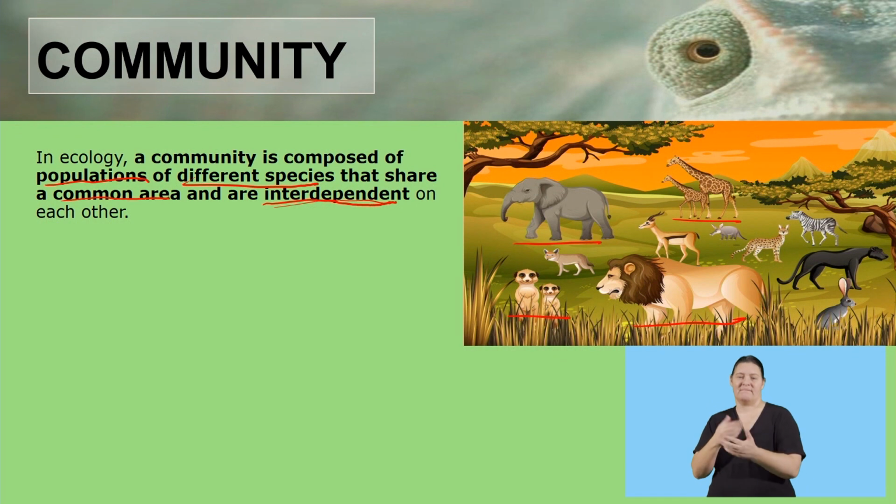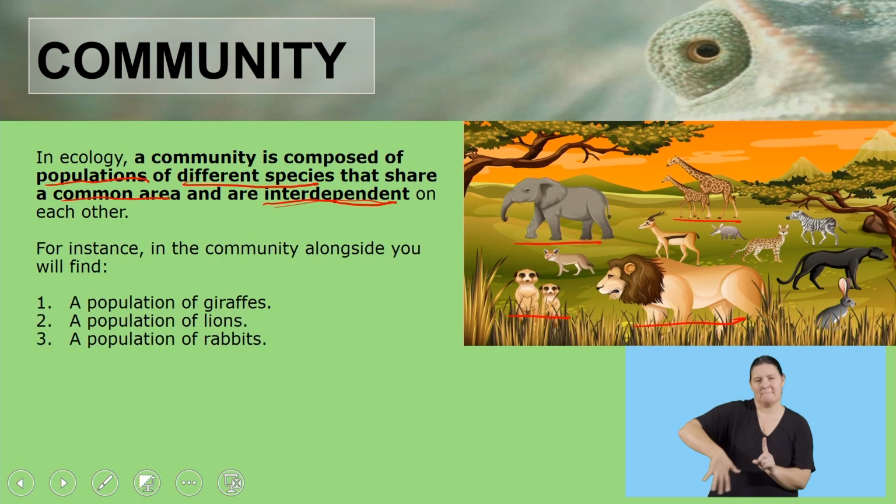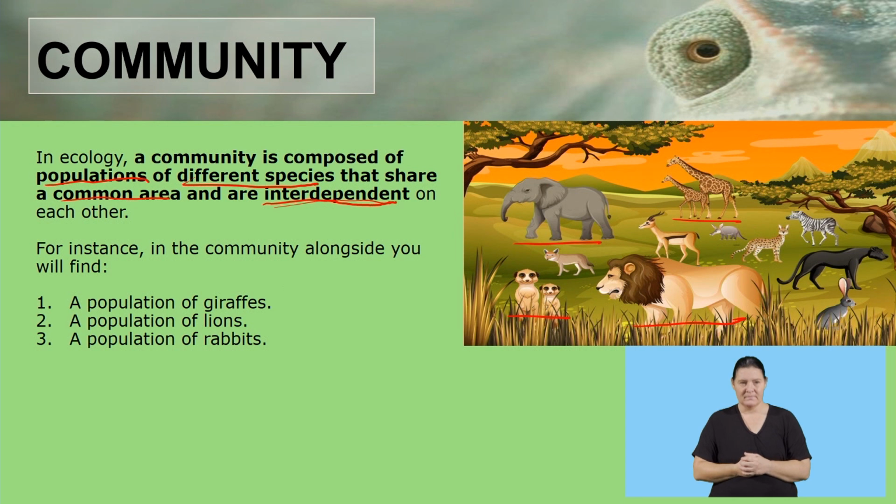A community is a variety of populations that are found in the same area, and they are interdependent on each other. For example, in the community alongside, you will find a population of giraffes. We've already spoken about that. You will find a population of lions. We have already spoken about it, even though it doesn't show a population in this picture, because obviously you are seeing one lion. But if there's one lion, it means there's more.